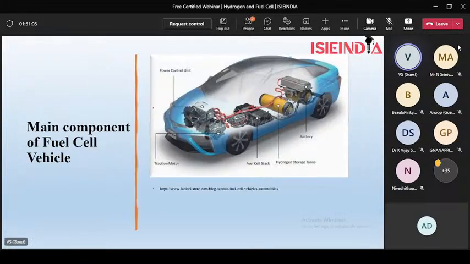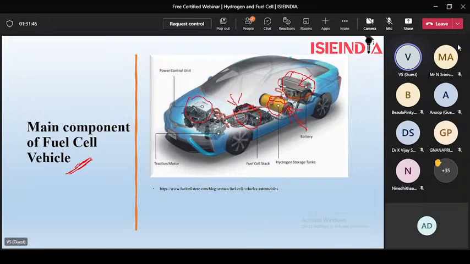Now coming to the fuel cell vehicle. This is a fuel cell vehicle, and these are the components. This is a hydrogen tank, which is connected to the fuel cell, because for a fuel cell we require hydrogen. A fuel cell vehicle also has a battery. In the Toyota Mirai we have seen the battery specification, the hydrogen tank specification, and the fuel cell specification.